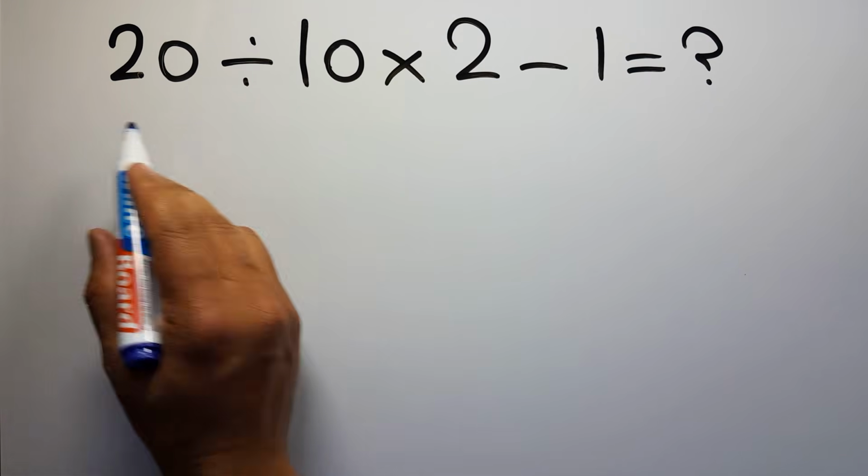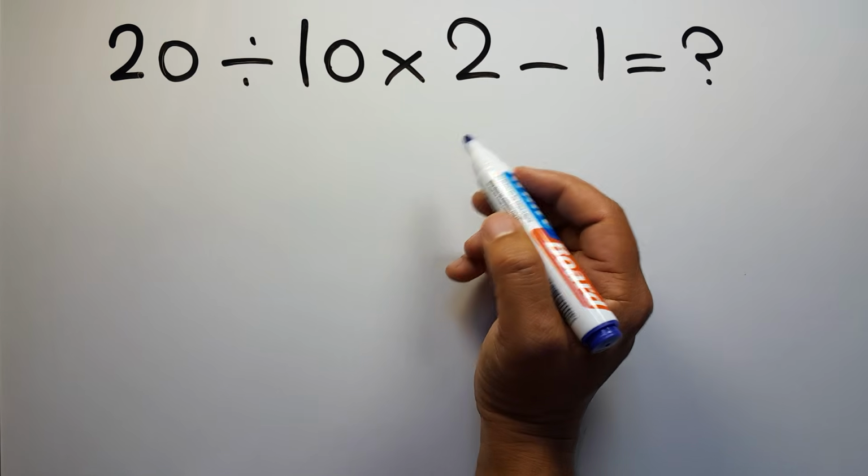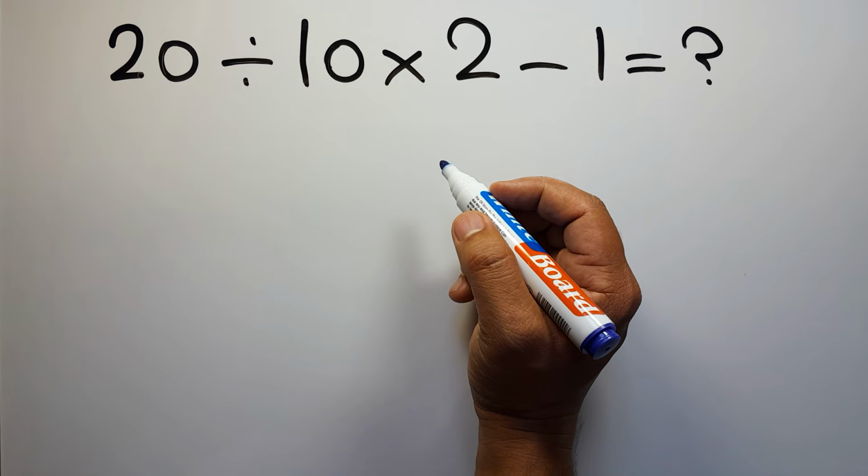In this video, we want to find the value of this expression: 20 divided by 10 times 2 minus 1. Are you ready to solve? Let's go ahead and get started.